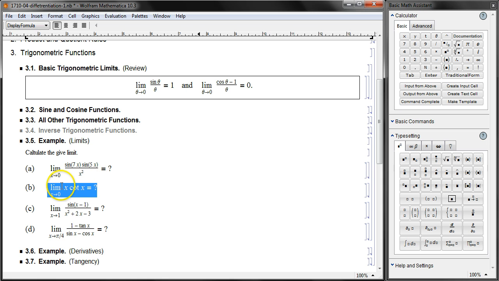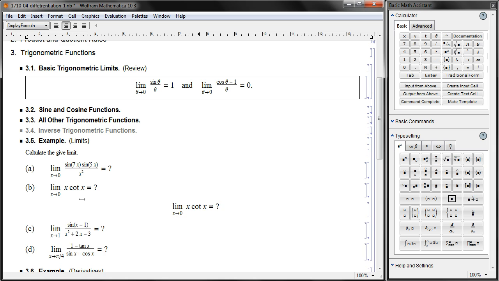Okay, next problem. X is going to 0, x cotangent of x. How can you apply either this or that? Did I say this one is extremely important? This one is important too, but not as much. Again, it's going to be this problem. Somehow re-express cotangent so that you can use this formula with respect to sine. How do you do that?